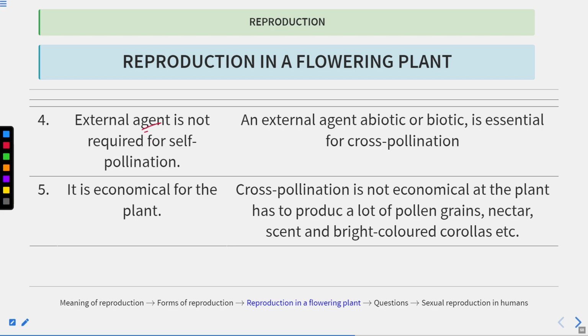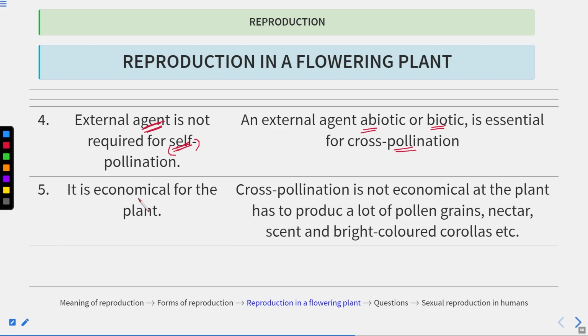Now, an external agent is not required for self-pollination. Clear? This I've already told you. The anther can stick up to the stigma, and no external agent is required. So there is no requirement of any carrier for the transfer of the pollen grains. But in cross-pollination, an external agent is required, which can be biotic or abiotic. This is essential for cross-pollination.